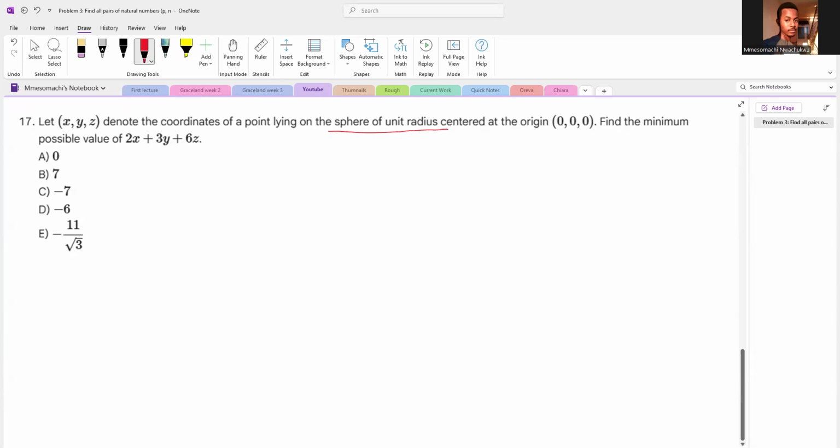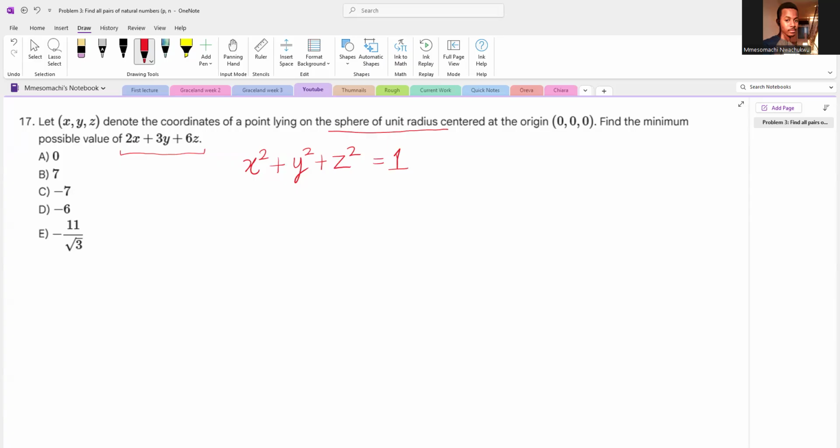Okay, so this is the origin. So we want to find the minimum possible value of 2x plus 3y plus 6z. Basically, this is the sphere of unit radius, centered at 0, 0, 0. So now I want to pick points on this sphere and then perform this operation on them, and see which of these gives us the minimum value. Okay, so let's look at this.